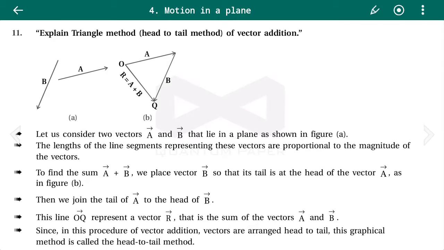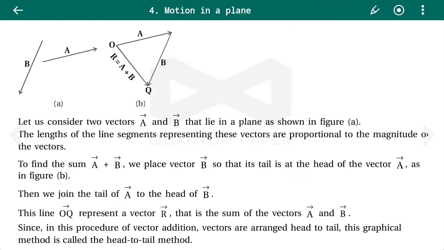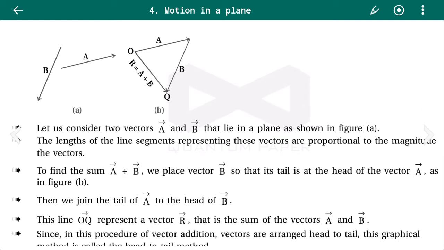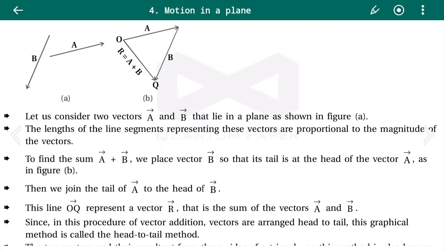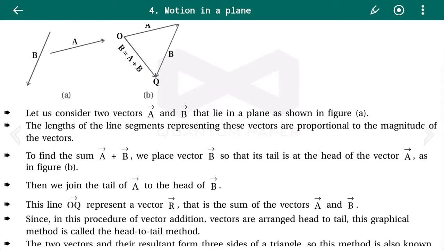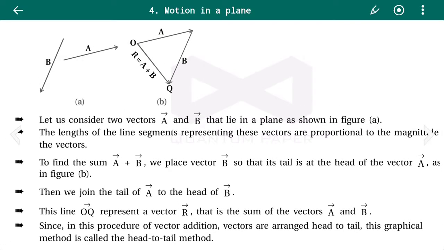See, vector addition means we will be taking two vectors and adding them. Here, as you can see, the vectors to be added are vector A and vector B. Let us consider two vectors, vector A and vector B, that lie in a plane as shown in figure A. The lengths of the line segments representing these vectors are proportional to the magnitudes of the vectors.